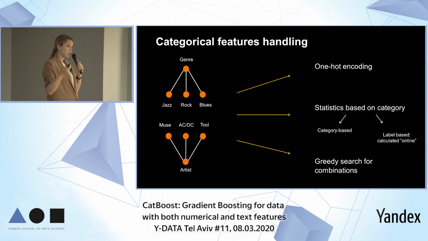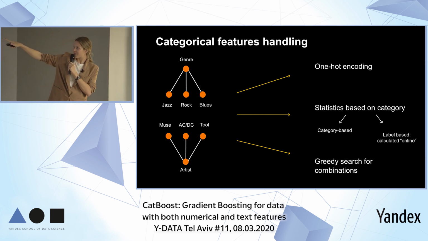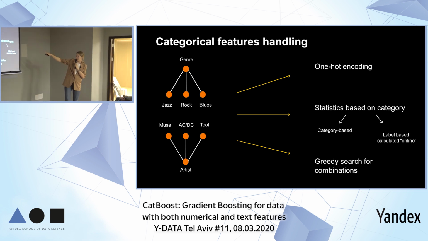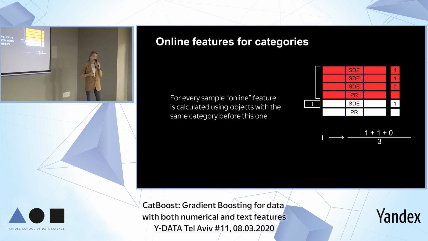Now, the important detail here is how we calculate those numerical features, except for one-hot encoding. So how we do that?